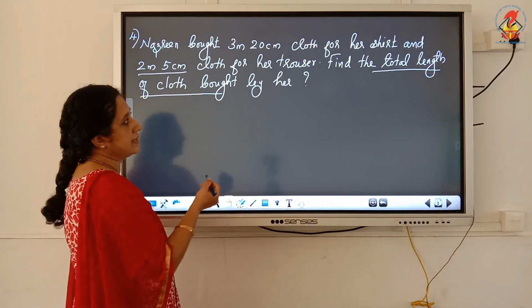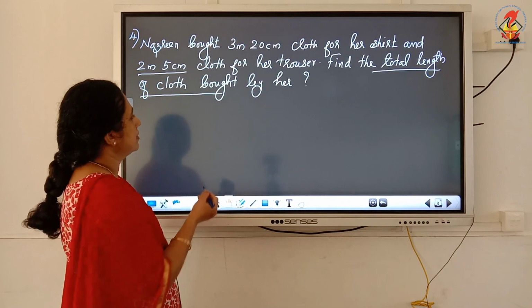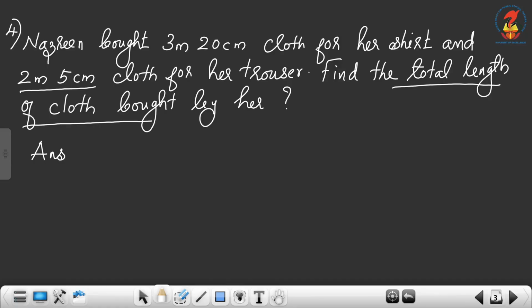Then how we can write the first step? The length of the cloth bought for her shirt. So length of the cloth bought for shirt.